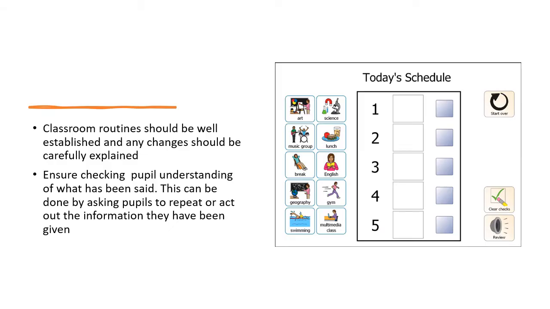Classroom routines should be well established and any changes should be carefully explained. Routine of the day should be visually accessible for pupils to encourage independence. Ensure checking pupil understanding of what has been said, instructions that have been given for tasks. This can be done by asking pupils to repeat or act out the information they have been given.